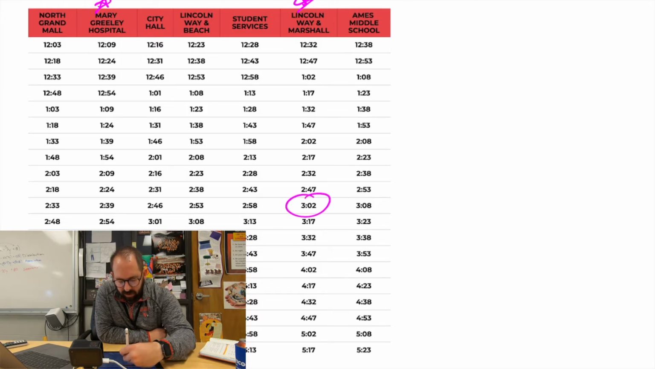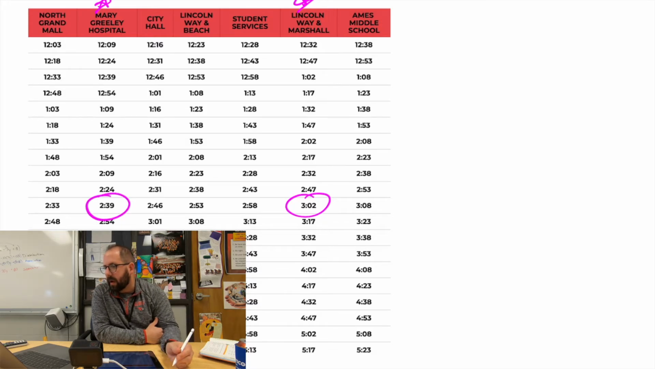I want to get home by 3:02. I want to get back to Marshall at 3:02. What time do I have to start? What time do I have to be ready for that bus, if I need to make it home by 3:02? 2:39. Yeah, that'd be the latest bus I can take. You're absolutely right. I don't have to be on that bus. I could be on an earlier bus, but the latest bus that will get me there is 2:39.